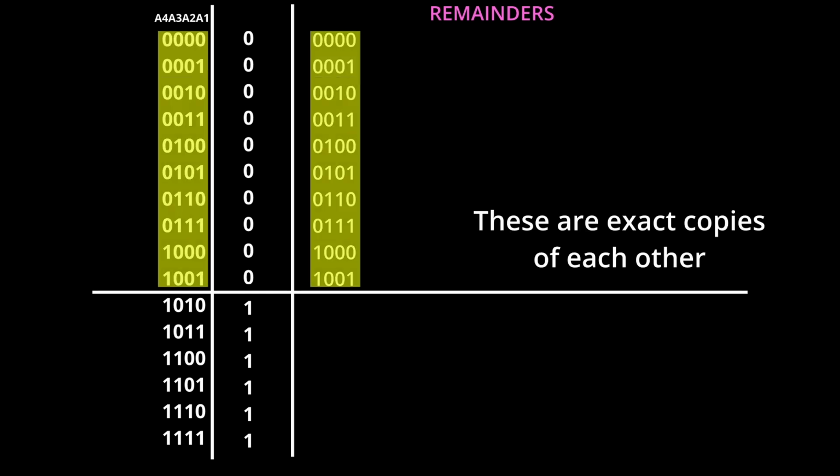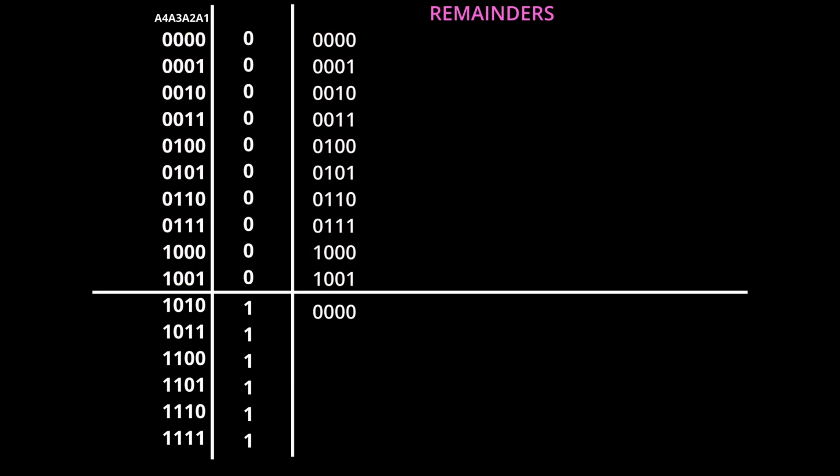Same goes for the rest of the units. This only changes when we go greater than 10. At 10, the remainder is 0. At 11, it's 1. At 12, it's 2, and so on.